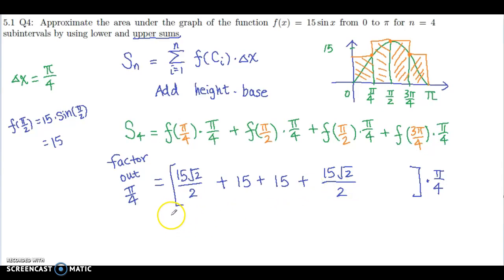Now you can either leave it this way or combine like terms. So it's 15 root 2 over 2 plus 15 root 2 over 2. They're like terms because they have square root of 2 as a factor. So we have 15 square root of 2 plus 15 is 30 times pi over 4. And you can just leave it this way. This is the final answer. You can't combine anymore. So this is the approximation for the upper sum, S of 4.